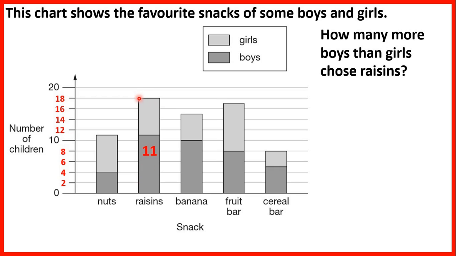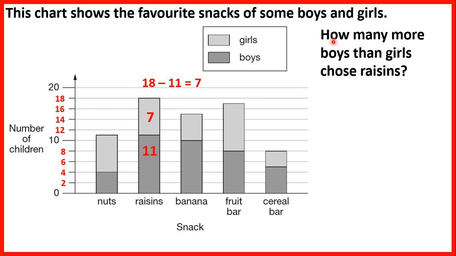Now, if we look at the top of the bar and go across, we get to 18. So we need to find the difference. 18 minus 11 is 7, so that means 7 girls chose raisins. The total height of both parts of the bar is 18. We know that 11 are boys, and that must mean 7 are girls.